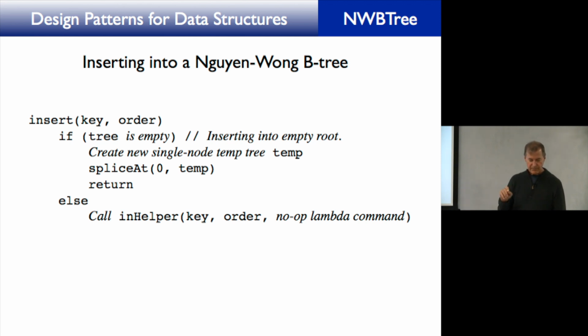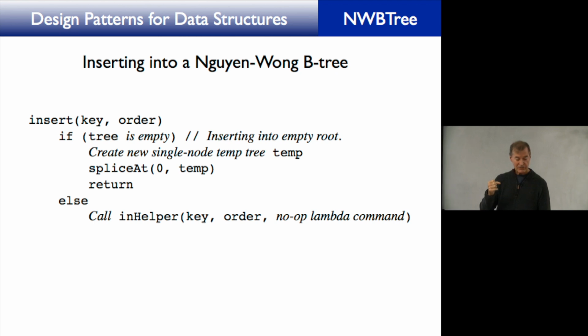So check this out. What do we want to insert into a tree? We want to insert a value. So that's the key. If we want to insert 60 into the tree, then key is 60. And then order is the order of the tree, which is fixed for the tree, right? And now look at this code.